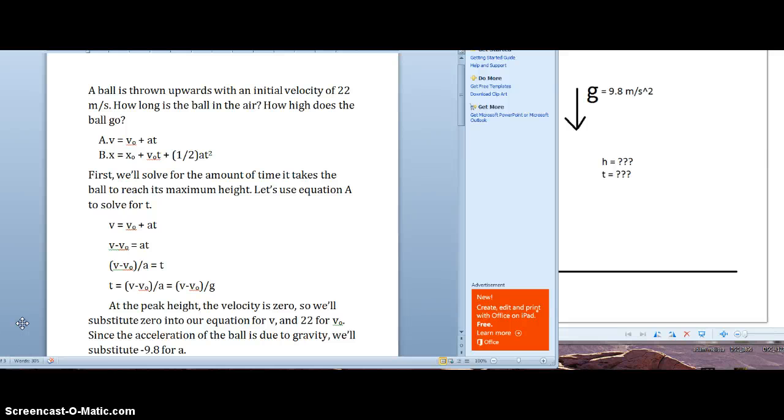Alright, in this demonstration we're going to review how to solve for the height of a projectile. Projectile is just a fancy word for something flying through the air. In this case, in our demonstration, it is a ball. In this sample problem, a ball is thrown upwards with an initial velocity of 22 meters per second. How long is the ball in the air, and how high does the ball go?